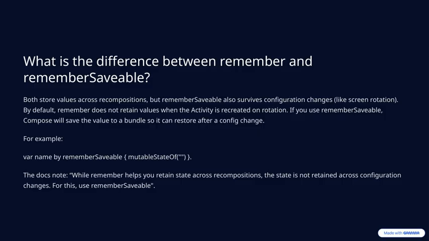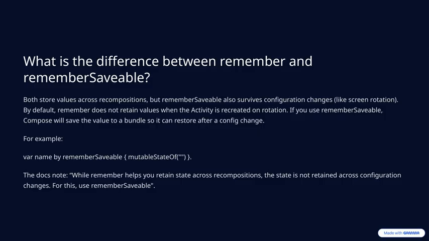However, remember by itself doesn't handle configuration changes like screen rotations. When the device rotates, the activity is recreated, and without additional handling, the stored data using remember can be lost. That's where rememberSaveable comes in.